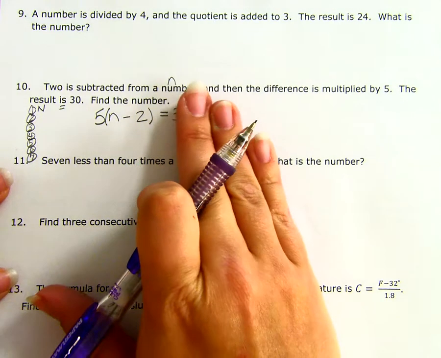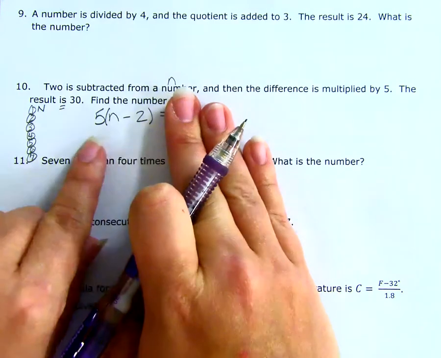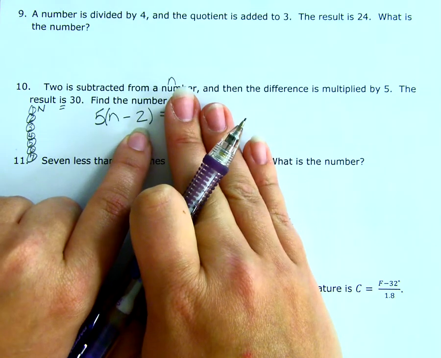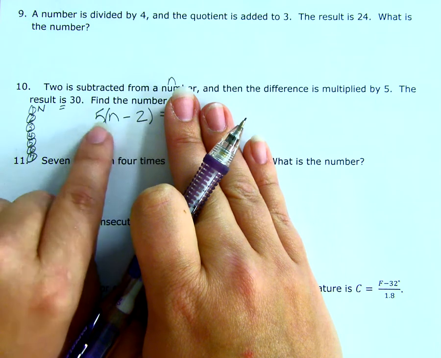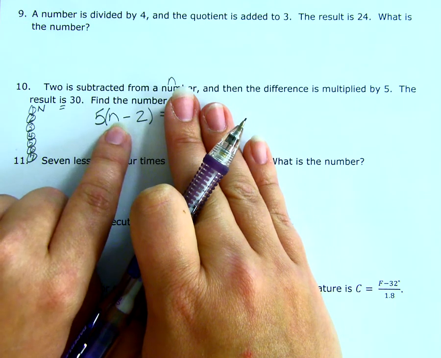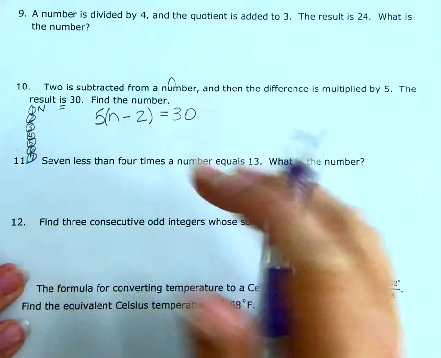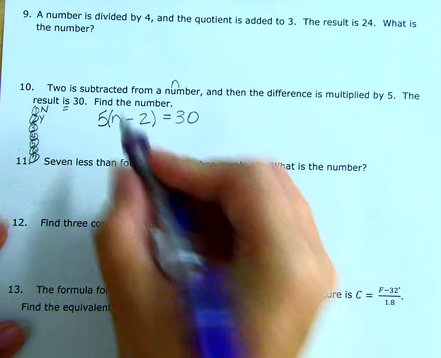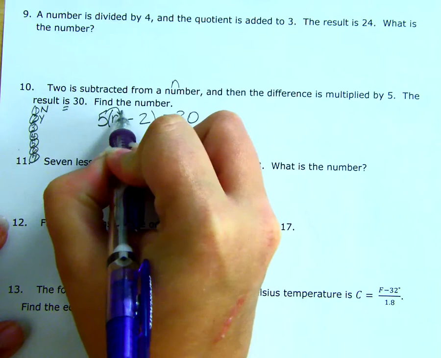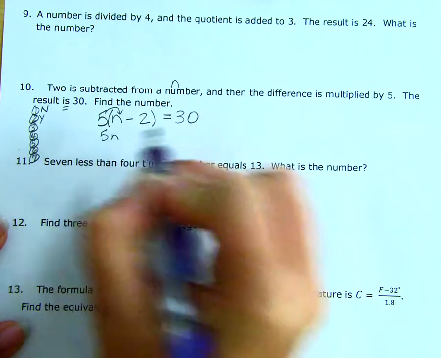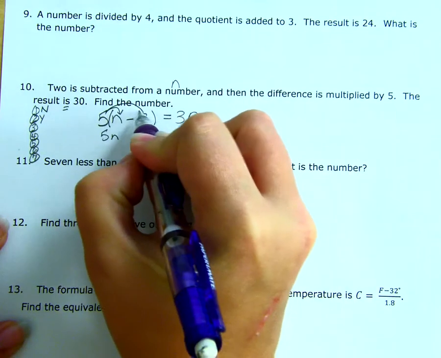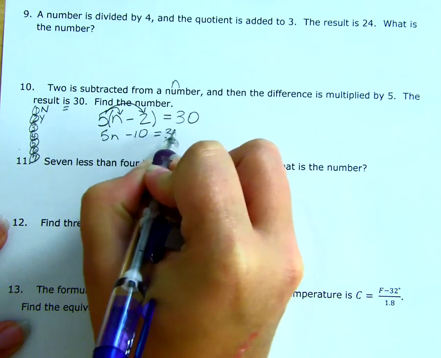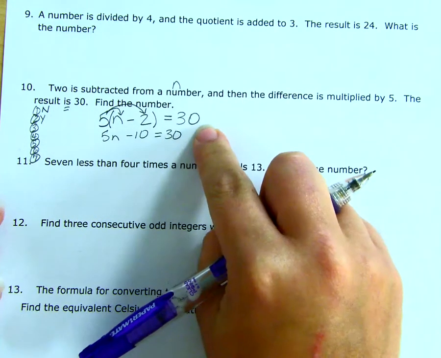Well, looking at the left-hand side of the equal sign over here, I notice that I have 5 times the quantity n minus 2. Well, I do need to simplify because I can take that 5 and I can distribute it into the parentheses. So yes, I need to simplify. And I'm going to simplify by distribution. 5 times n is 5n. 5 times negative 2 is negative 10. And all of that equals 30. The 30 will not change because there's nothing I can do over here.